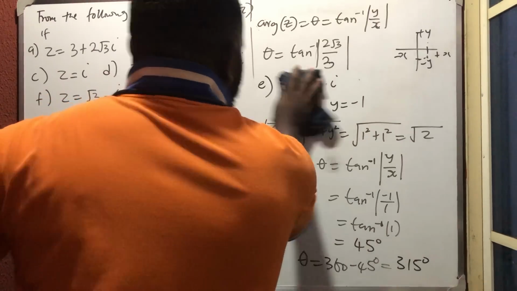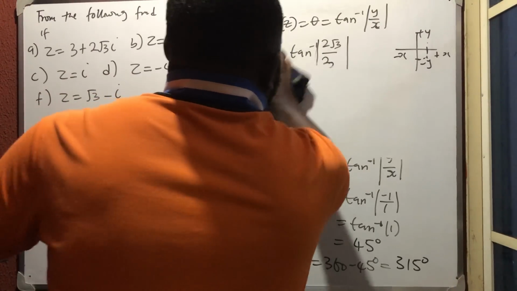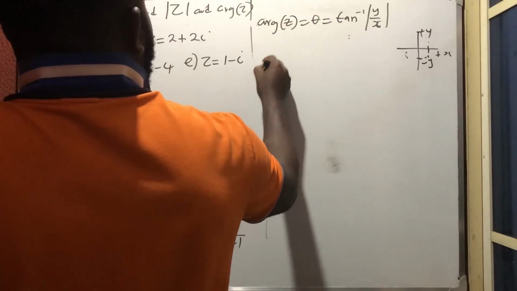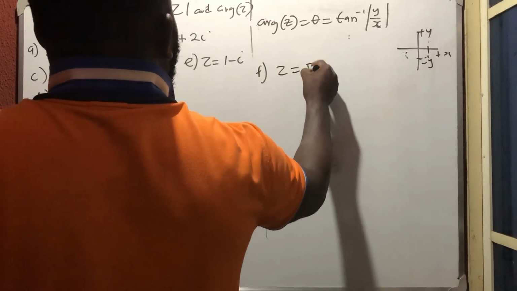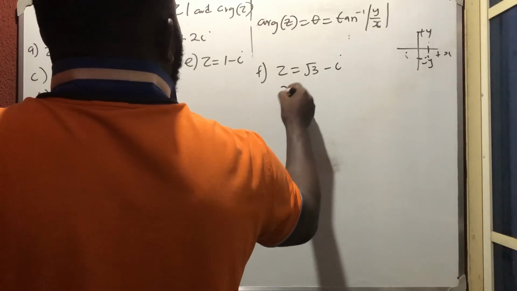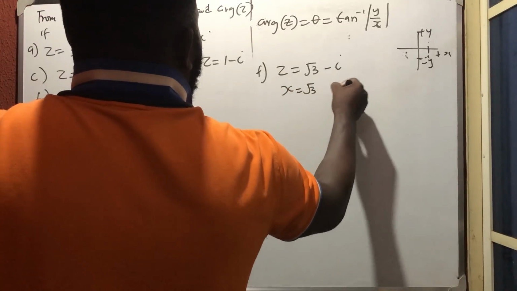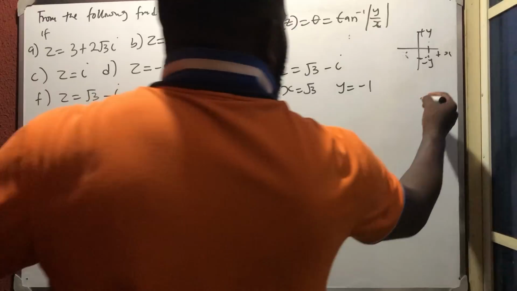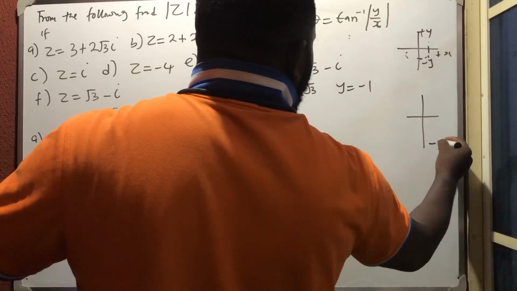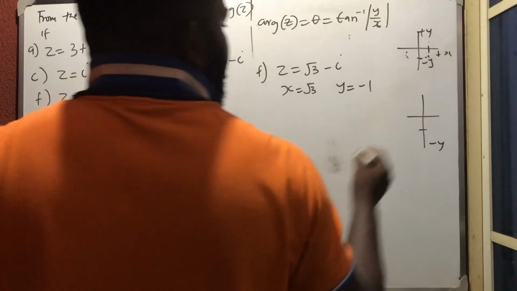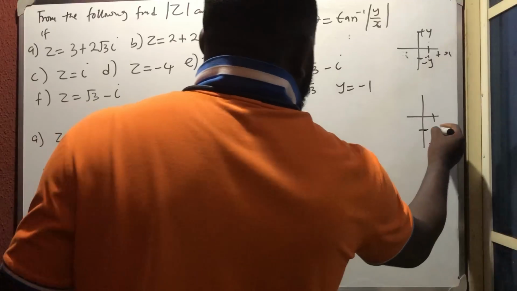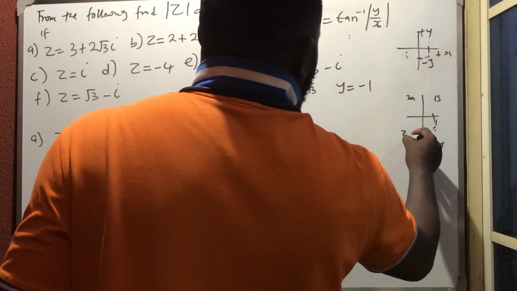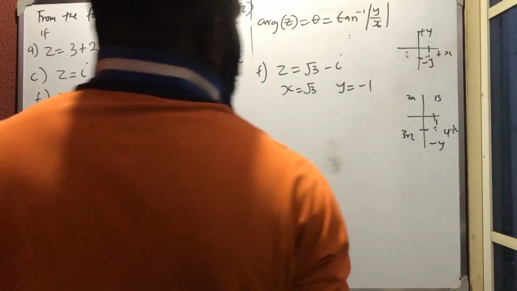And then finally for F, I have that what? Z is equal to root 3 minus i. So my X is root 3 and my Y is what? Minus 1. So you are going to draw it again to see that this is negative Y. So draw a line on the negative Y, and on the positive X, draw a line on the positive X. They meet at the fourth quadrant again, because this is first, second, third, and the fourth quadrant.